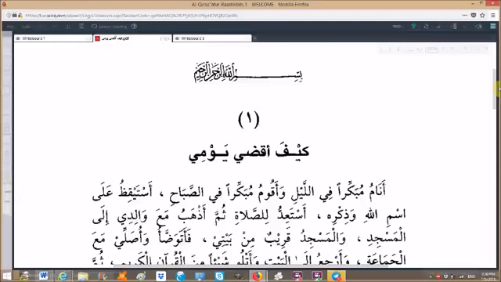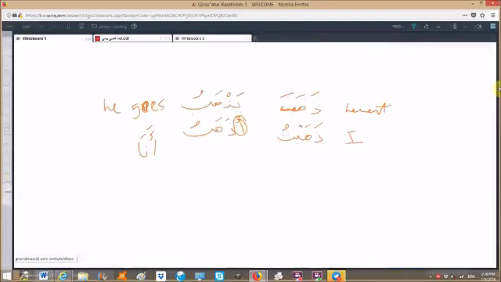I'm sorry. The next word, Aqdi, from qada yaqdi, to spend. Qada yaqdi. Now this class is going to require us to become familiar with how we go from yaqdi to aqdi. Yaqdi is he spends.